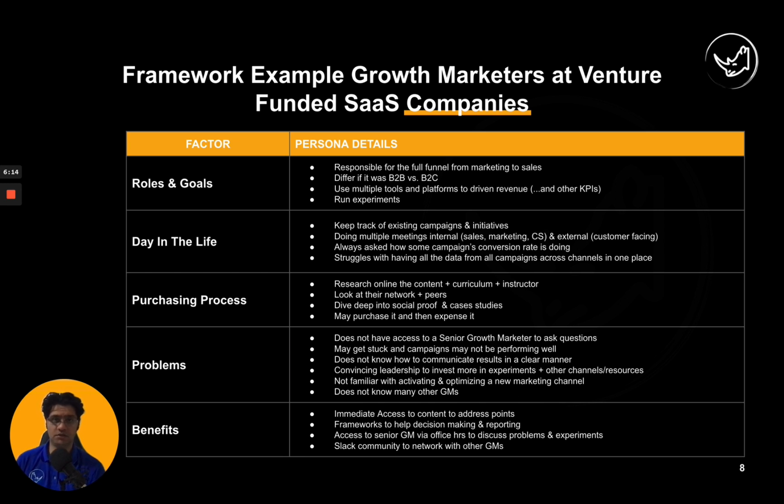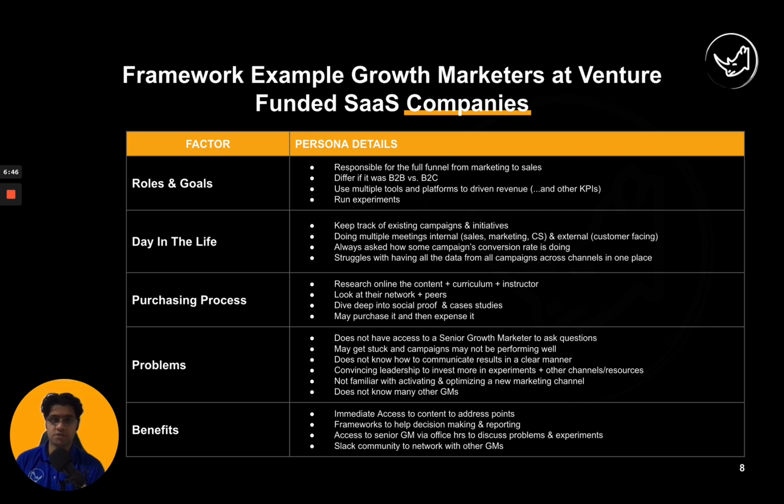So let's go through an example. Say I want to hit up growth marketers at venture-funded SaaS companies to tell them about Growth University and its programs, right? In this case, a growth marketer is responsible for the full funnel of marketing and sales. It may differ from B2B to B2C, so I need to take that into consideration. They're using multiple tools and platforms to drive revenue, and they're being measured against multiple KPIs.